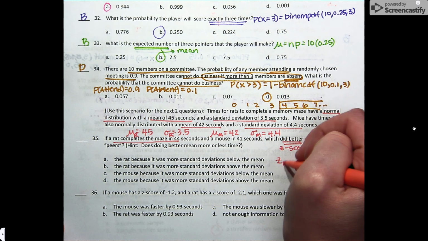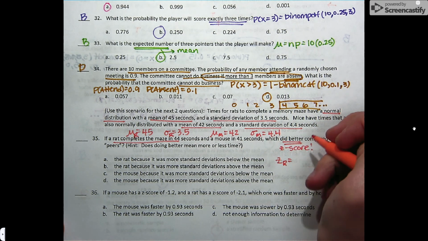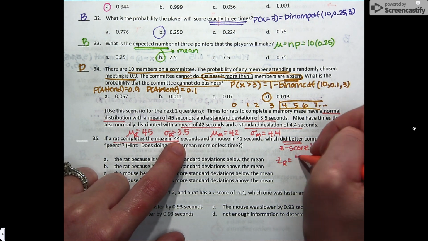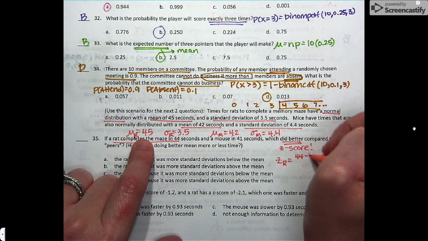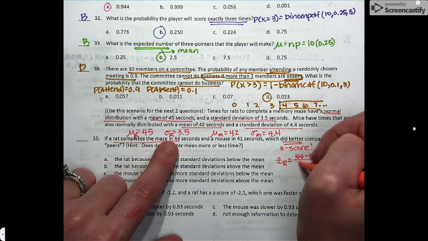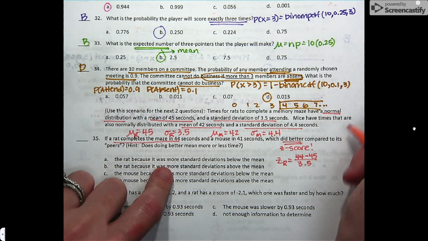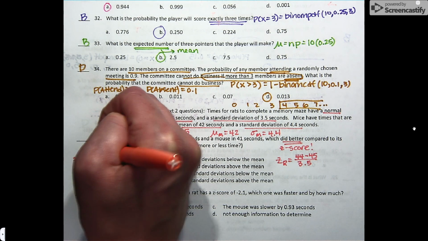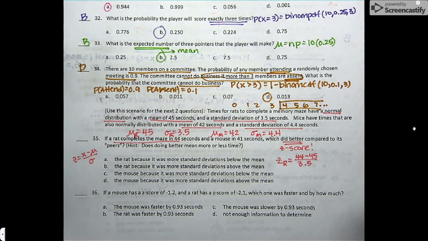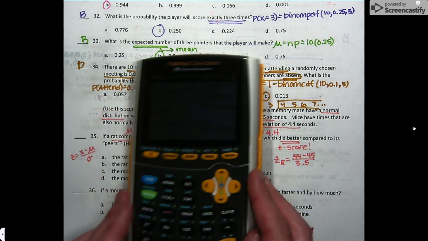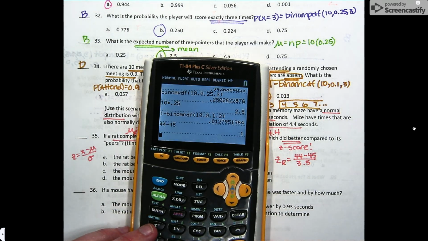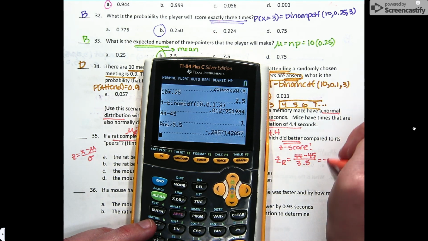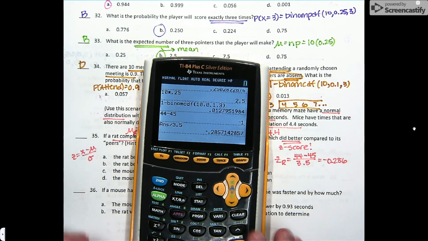So z-score of rat, remember the z-score formula is value minus mean. So the rat's value is 44 minus the rat's mean of 45 divided by the rat's standard deviation of 3.5. Just to show you what I'm using there, z-score equals value minus mean divided by standard deviation. So typing that in, 44 minus 45 divided by 3.5, and I get negative 0.286.